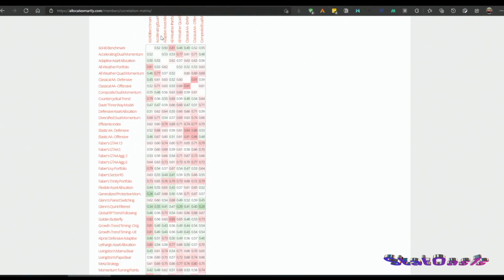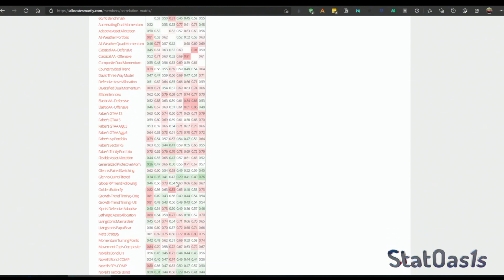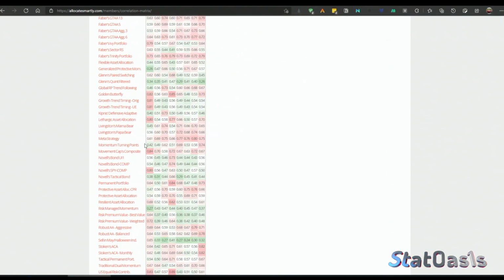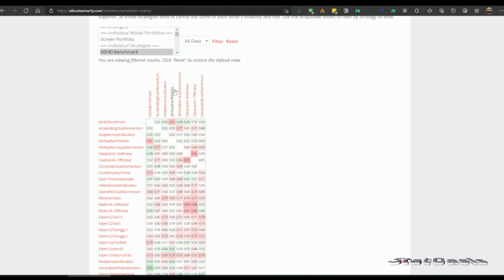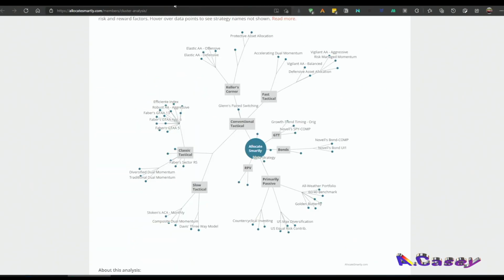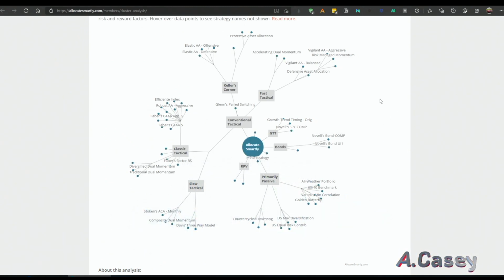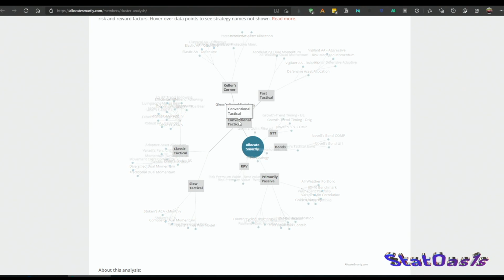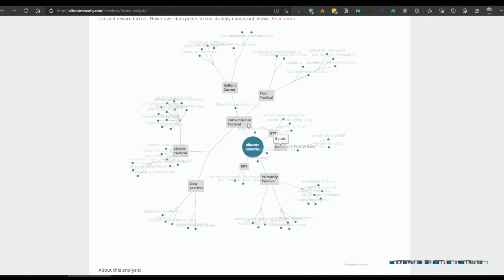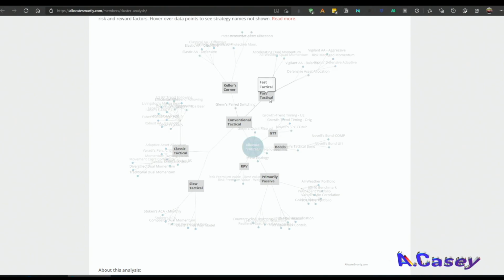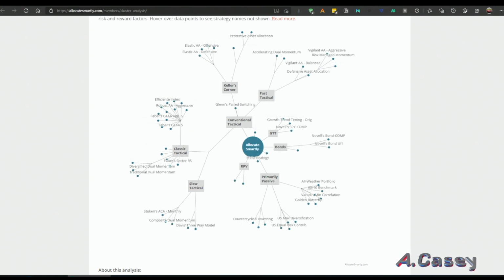Of course, the table is huge, so that's why they give you the option to limit the number of strategies. So for example, here I pick the top 8 strategies, and this is the correlation metrics between those 8 and the whole database. And then there is another way to look at correlation, which is the cluster analysis. And I love this. This is a new feature. Basically what it tells you is each branch, so for example, conventional tactical, will be less correlated with the primarily passive or the RPV, GTT, and bonds. And then inside this, the fast tactical will be less correlated with the slow tactical, and so on and so forth. So this would give you like a top-down view.